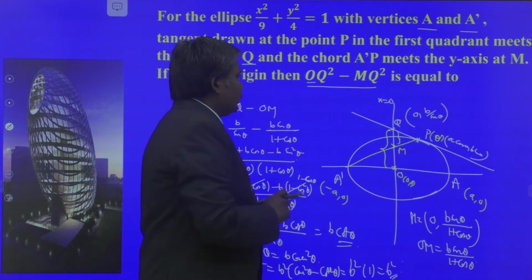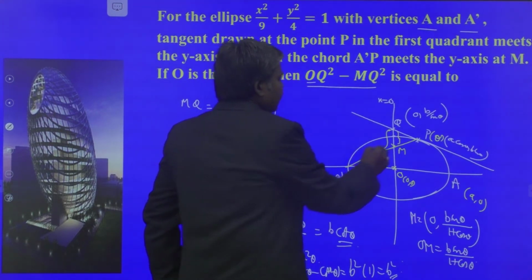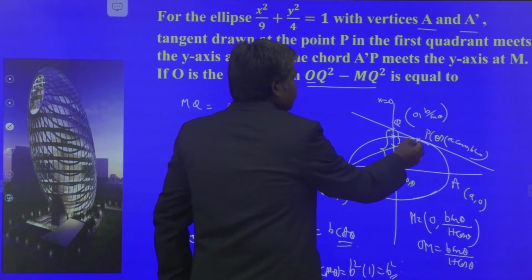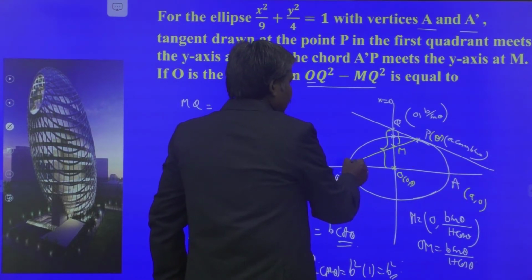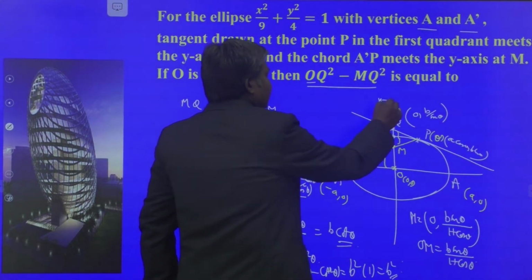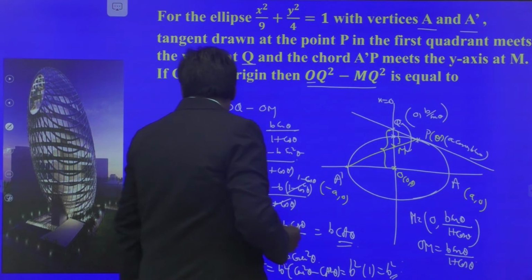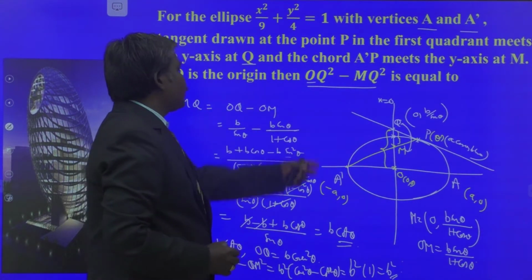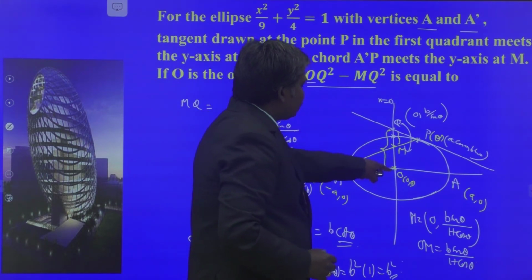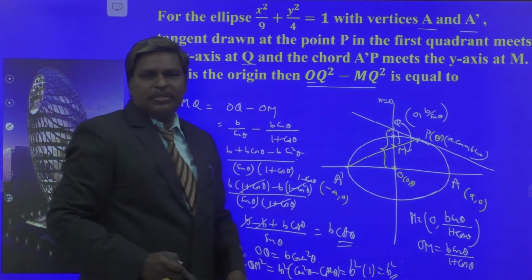But we can do this in a special case also. By taking your point P of theta at B itself, Q and M are coincident. Drawing the line joining P to A', that becomes A'B. At that time, Q becomes B. So M and Q are coincident. At that time, QM is 0. And OQ is nothing but OB, which is small b. So b square minus 0 square is small b square.